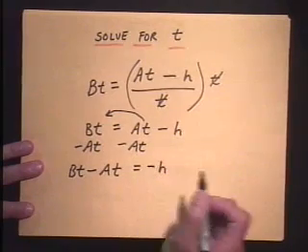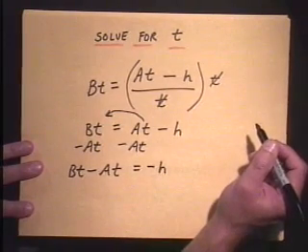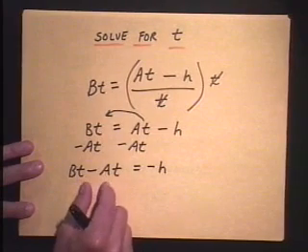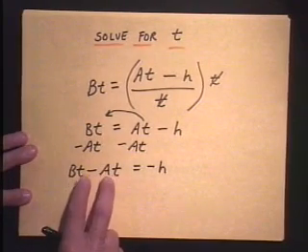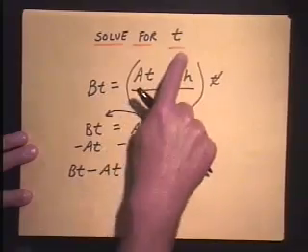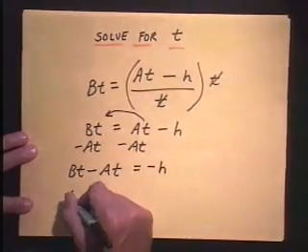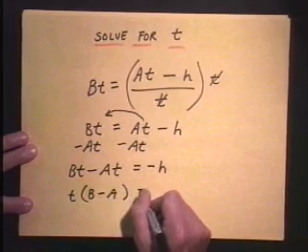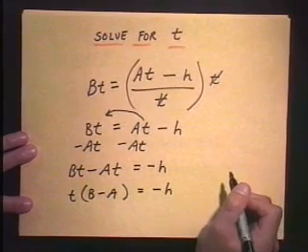That's a negative. Same thing, minus h. Be careful now. These aren't like terms, so I can't put them together, but I can factor out. Since I see t's in common here, I'm after t, take out that common t, and that will leave us with t times b minus a equals minus h.